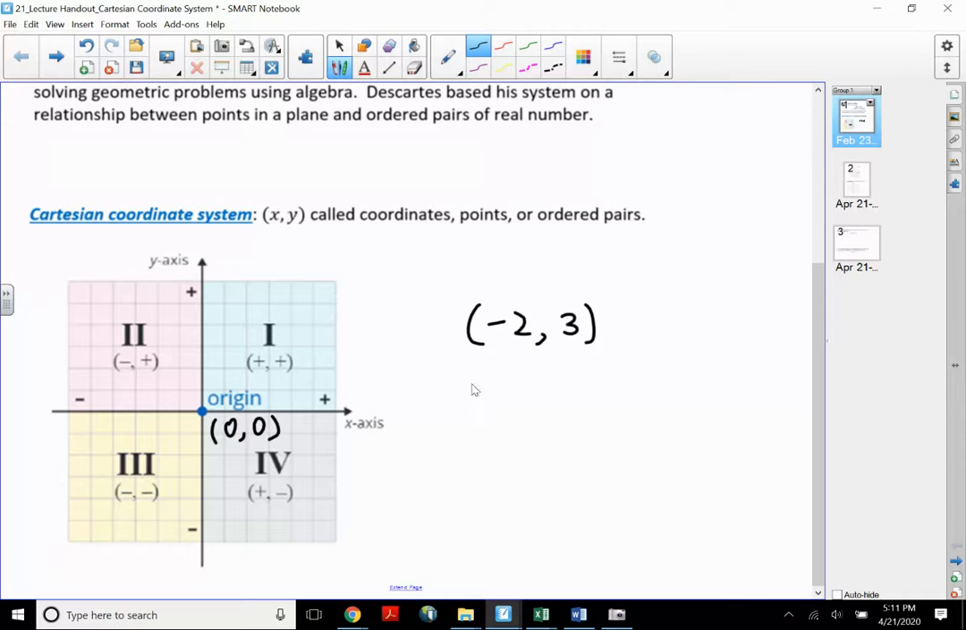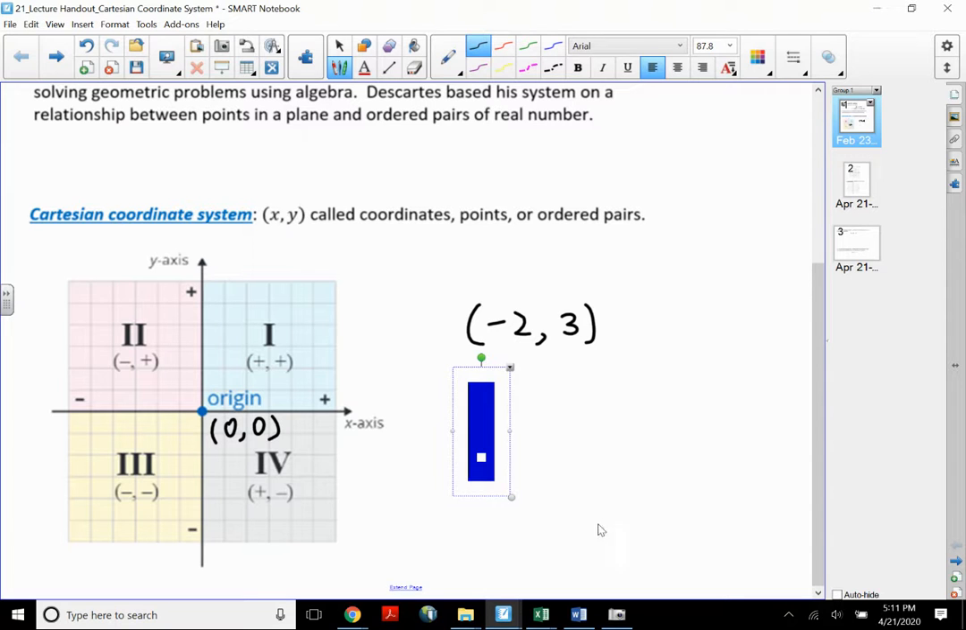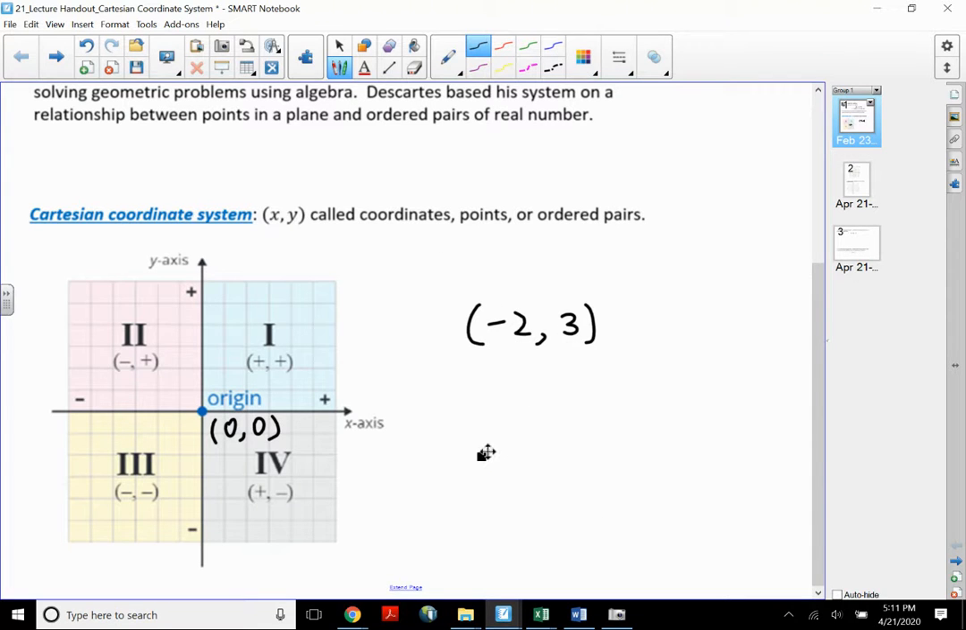So I'm going to give myself a little point right here. To reach this negative 2 comma 3, to plot a point, we always start from the origin. The x value negative 2 tells me to go to the left 2. The y value 3 tells me then I need to go up 3. 1, 2, 3. So remember, this is only 1 point. That would only be 1 point plotted.